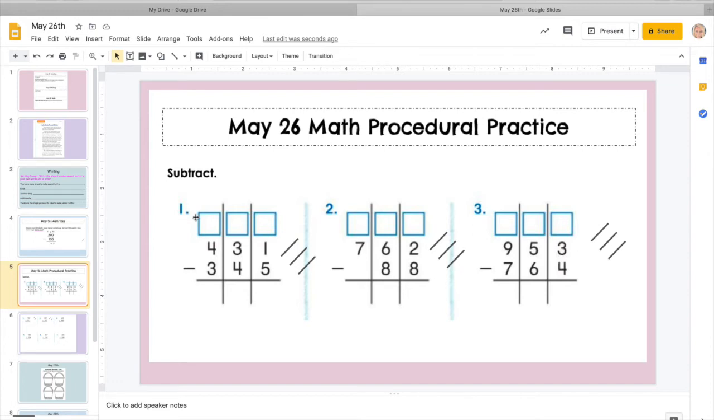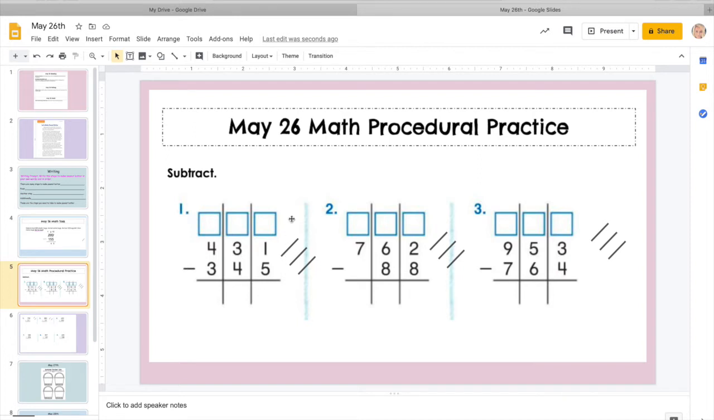Okay, and now let's move on to a little bit more of our procedural practice where we're going to continue to focus on multi-digit subtraction with regrouping. And remember, when we're regrouping with subtraction, you're borrowing from your neighbor. Okay, so number 1, we have 431 and we are going to subtract 345. So remember, we're looking for the difference. Whenever you see that subtraction symbol, we're looking for the difference.